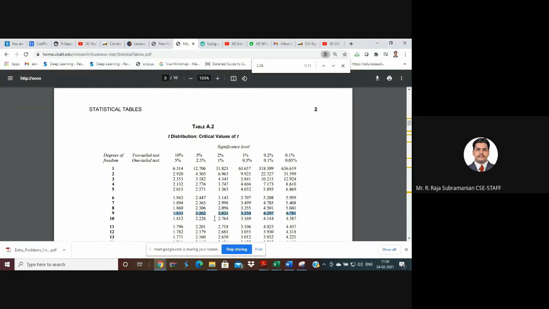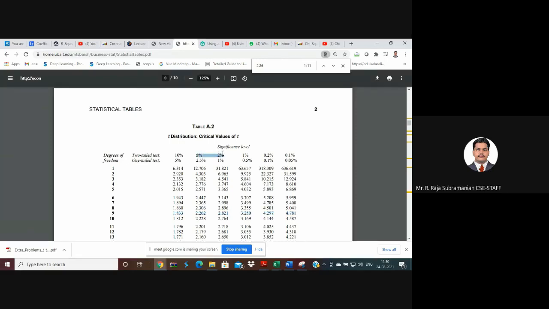Where can I place 2.62? Between 5% and 2%. Okay, you are saying the two-tailed t-test directly. That is 5 percent and 2 percent. Now this time you don't just see this, you see the double of this. That is between 5 percent and 2 percent.